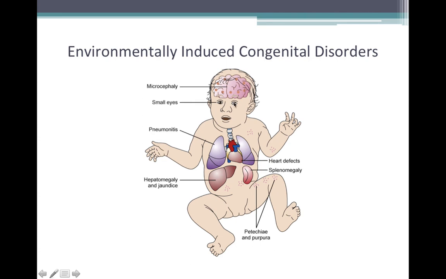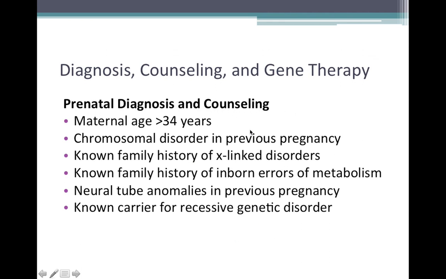But there are some things that are common amongst most teratogen exposure, and that includes things like microcephaly, which basically means low brain development, underdeveloped eyes, underdeveloped respiratory system, heart defects, enlarged liver, enlarged spleen, as well as underdeveloped blood vessels, which leads to petechiae, which are widespread hemorrhages deep to the skin.